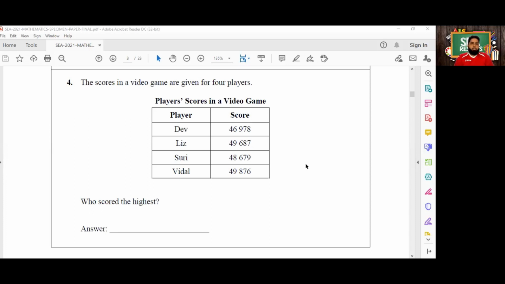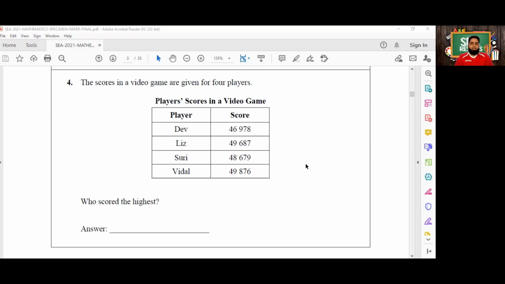We are on the mathematics paper, and we are on number 4. The scores in a video game are given for 4 players. We have their names and their scores: Dev, Liz, Suri, and Vidal. The scores are given in the right-hand column, and we want to know who scored the highest.